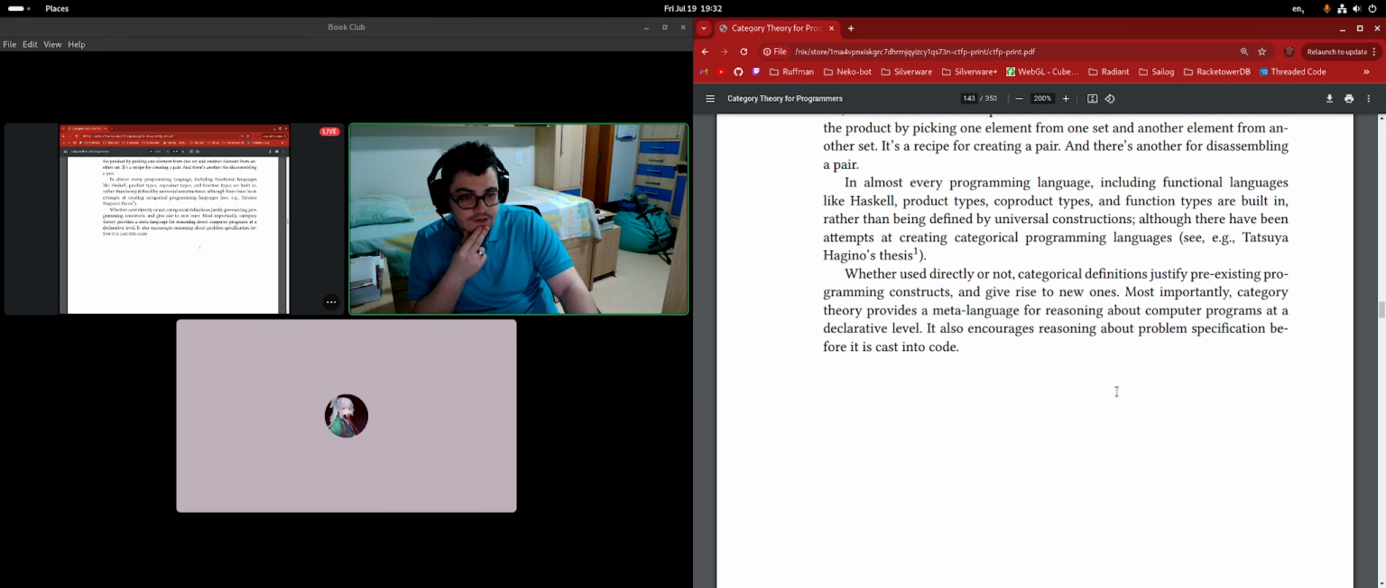And then he finishes saying, whether used directly or not, categorical definitions justify pre-existing programming constructs and give rise to new ones. More importantly, category theory provides a meta language for reasoning about computer programs at the declarative level. It also encourages reasoning about problem specification before it can be cast into code. So I think that it's important.